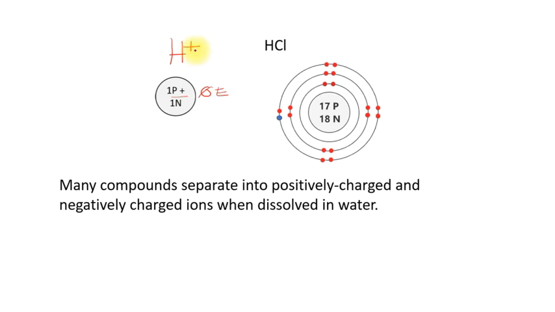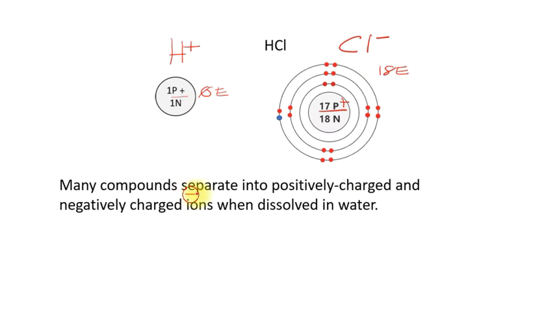So since it has a charge, this is an ion. It's a hydrogen ion. And over here with chlorine, I have 17 protons and they are positively charged, but now I have an extra electron. I have 18 electrons, which have a negative charge, so that leaves me with chlorine that has a negative charge, and that is also an ion.